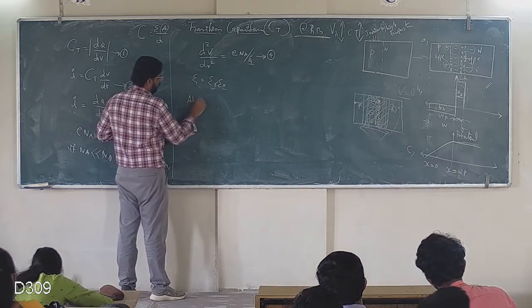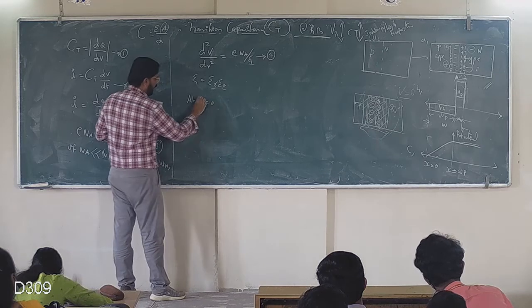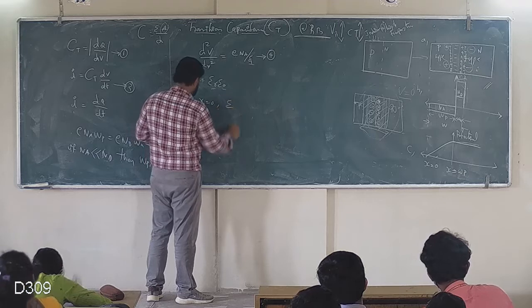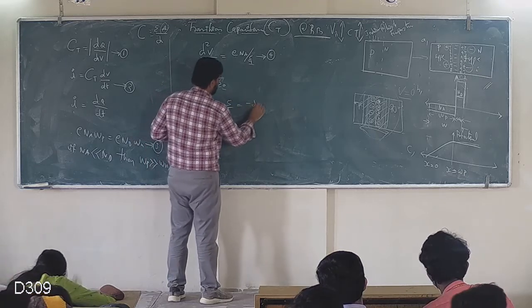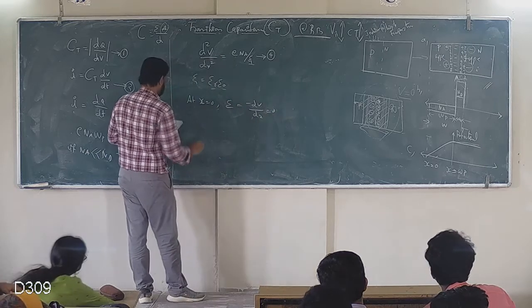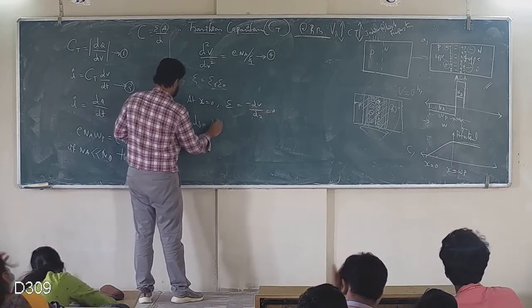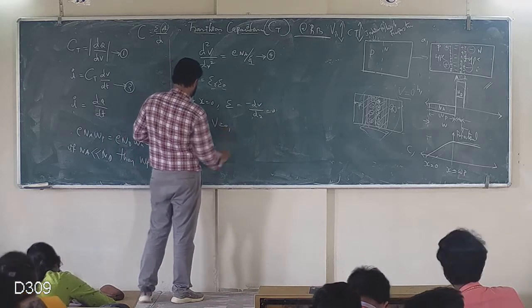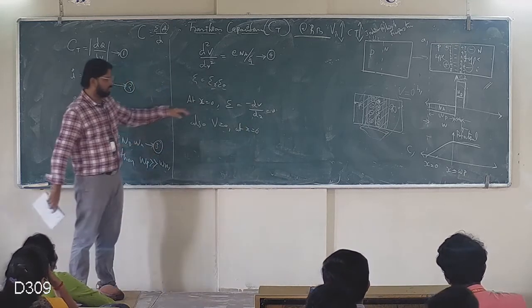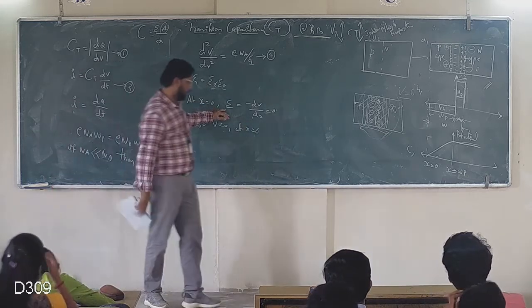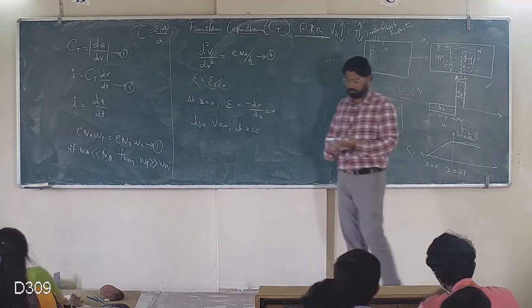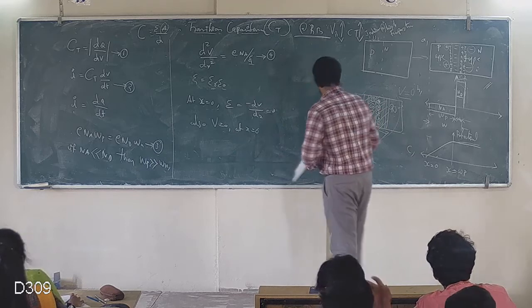At x equal to 0, or at the junction, the permittivity is equal to... at the junction epsilon... I'm sorry, electric field potential, right?